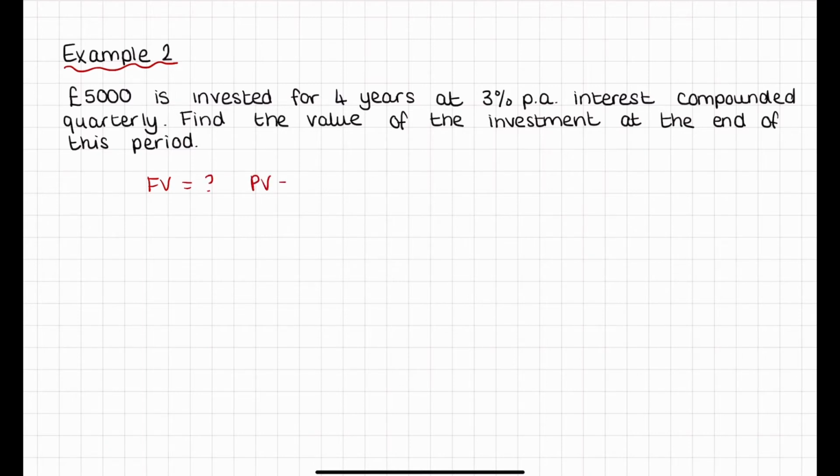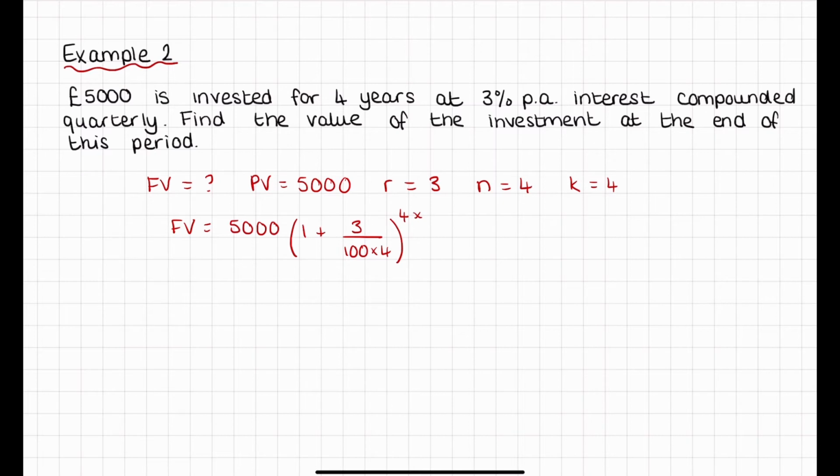Present value is 5,000. Our rate is 3. Our number of years is 4. And this time our K, we are compounding quarterly, which means 4 times per year. So K would equal 4. Just put this into our equation. So future value equals 5,000 multiplied by 1 plus 3 over 100 times by 4, close the brackets, and then that's to the power of 4 times 4.